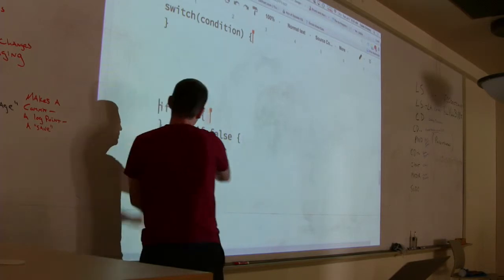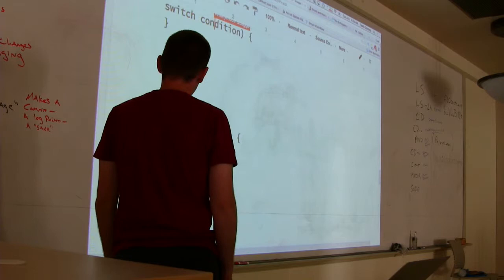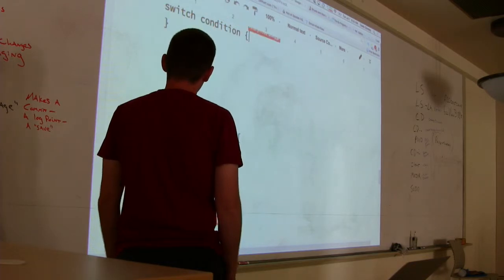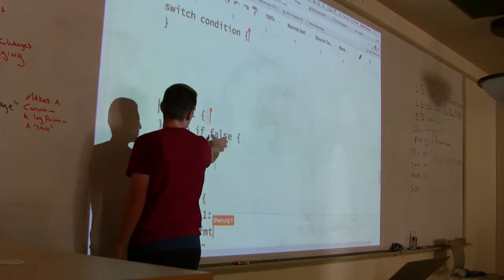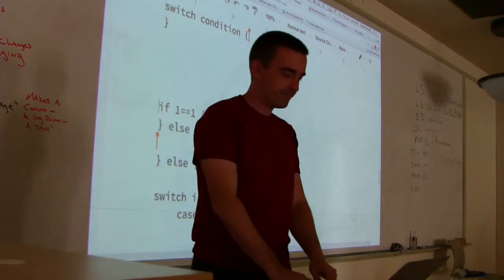Okay? The other thing about if that's important, well, one is we don't have parentheses, okay? And in most languages you do. Other things that are important about ifs here, these expressions, what's in here, like this if false.